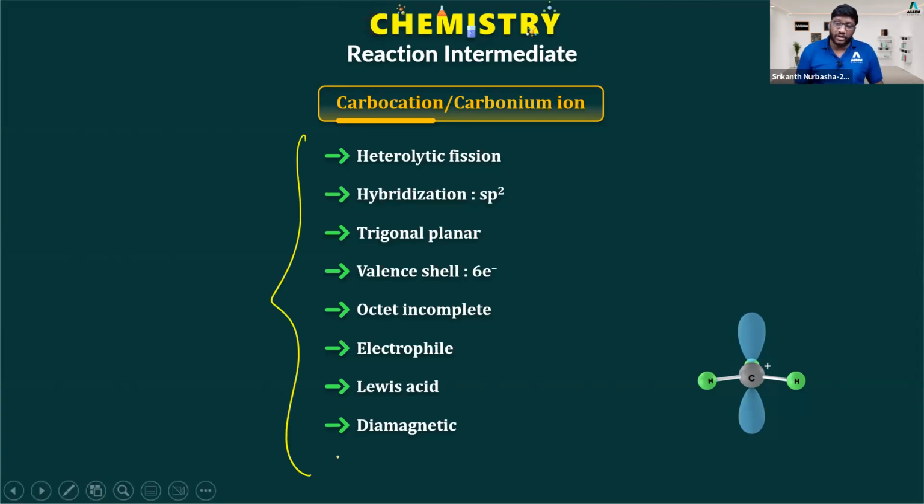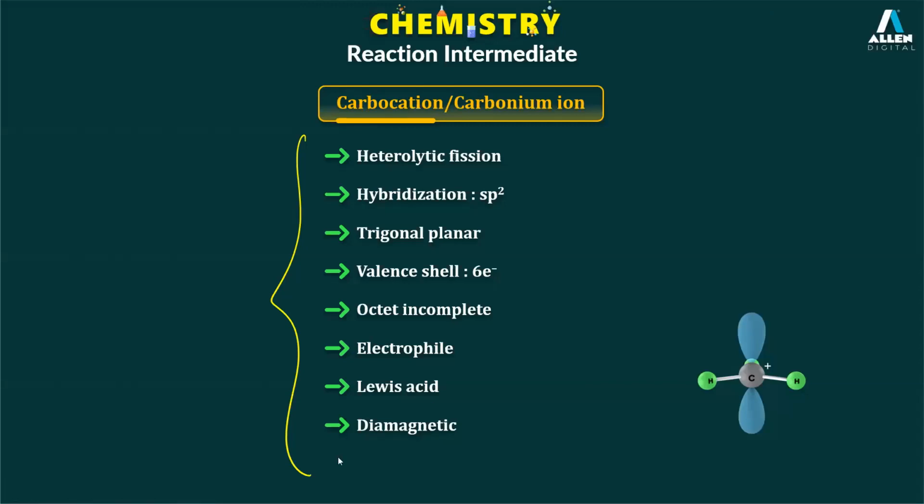All these points clear or not, students? Yes, sir. Heterolytic fission has to be done. sp2 hybridization means trigonal planar. Valence shell has only 6 electrons, so octet incomplete, so it has a tendency to accept electrons. So electrophile, Lewis acids. Lewis acids are electron accepting species, and it is going to be diamagnetic in nature.